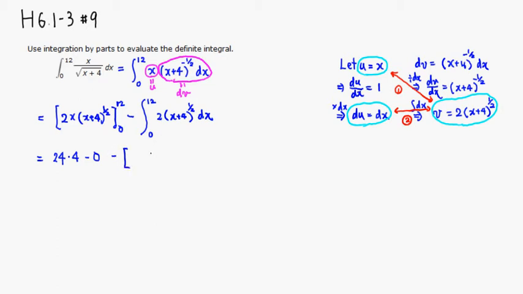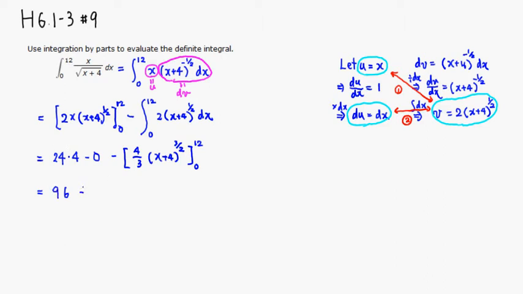The antiderivative is going to be the quantity x plus 4, and add 1 to the power, so that's going to be 3/2. Dividing by 3/2 is multiplying by 2/3, but the 2 was there, so it's going to be 4/3. Then we're going from 0 to 12. So 24 times 4 is 96.